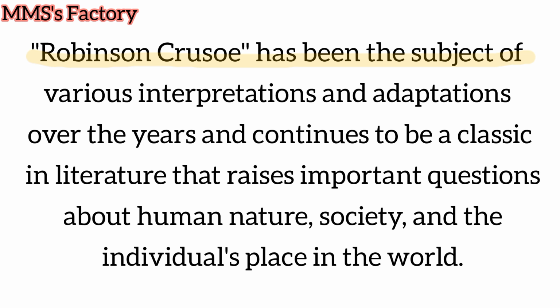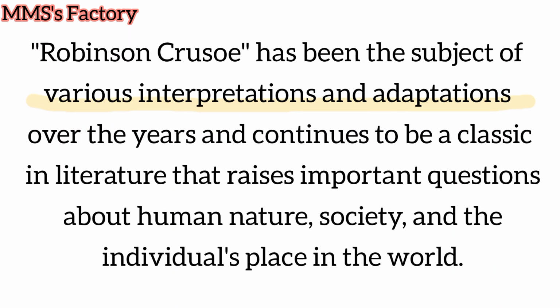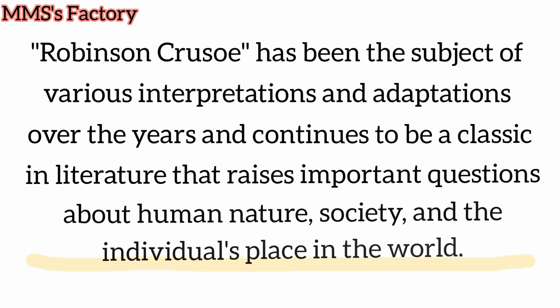Robinson Crusoe has been the subject of various interpretations and adaptations over the years and continues to be a classic in literature that raises important questions about human nature, society, and the individual's place in the world.